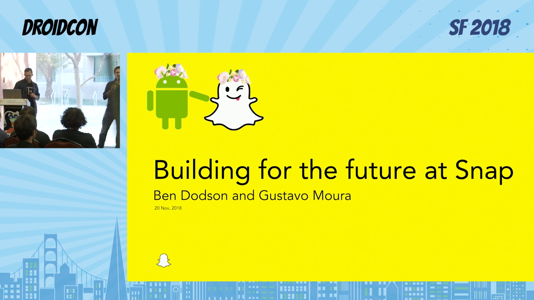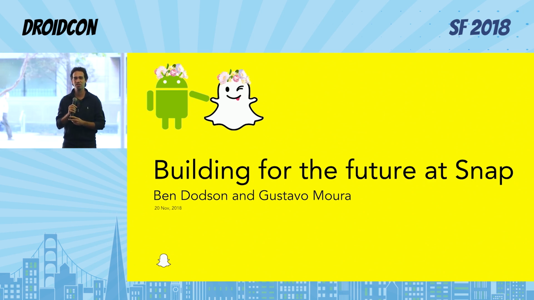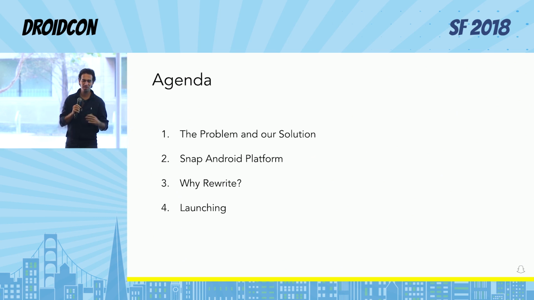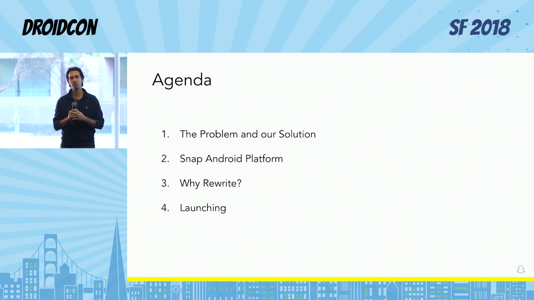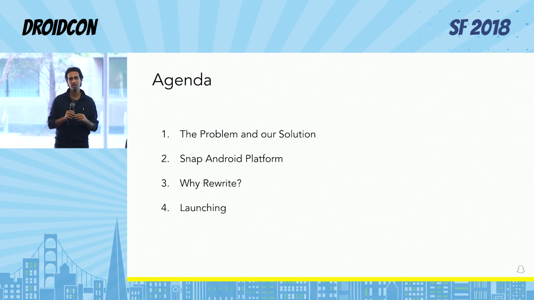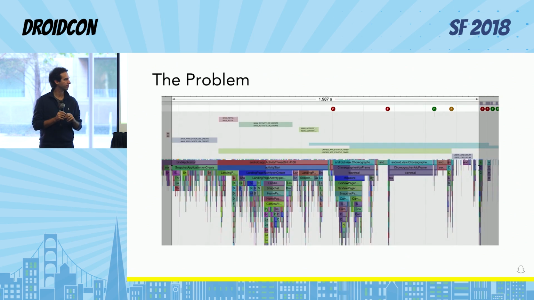And you may or may not have heard that over the past year or so, Snap has been rewriting its Android app from scratch. Today we're going to talk to you about that. We're going to talk about what the problem was that prompted us to do this, what kind of solution we came up with. We're going to go into a little bit of detail about the platform that we've built to overcome a lot of the hurdles that we ended up facing when we tried to do the rewrite. Then we're going to take a step back and talk about why we think the rewrite was a good idea and how we're actually launching it now that it's almost ready.